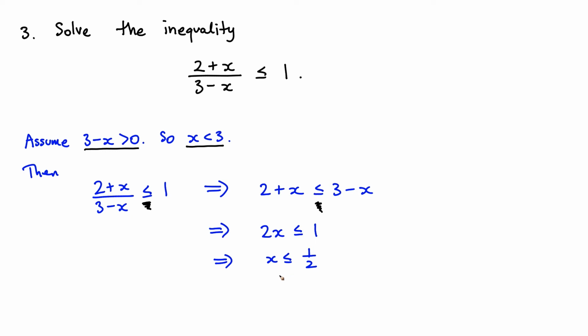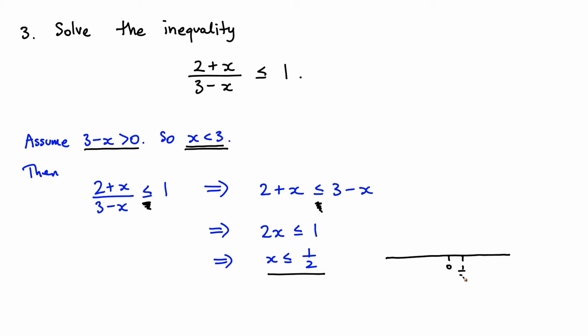Okay, so now we have to think about our assumption. Remember, we assumed that x was strictly less than 3. So anything strictly less than 3 is fine. And then we eventually got that x had to be less than or equal to a half. If we think about those two restrictions together, we need x ≤ 1/2. If you like, we can sort of think about this on the number line.